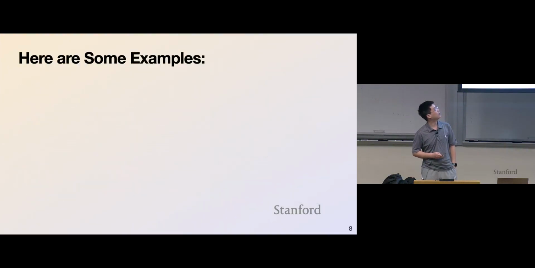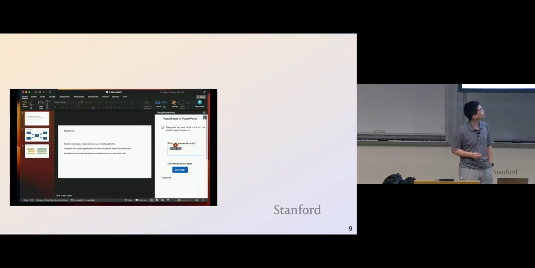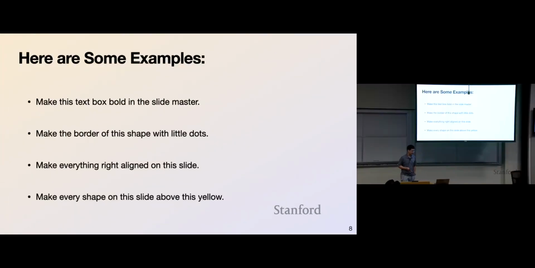So this is the goal. Some examples include: I want to make the text box bold in the slide master because all of the text boxes on the title should be bold. Or make the border of this shape dotted so that it's clearer that this is different from another slide. Or stuff like make everything right aligned, or make every shape on the slides above this part yellow because they mean different things.